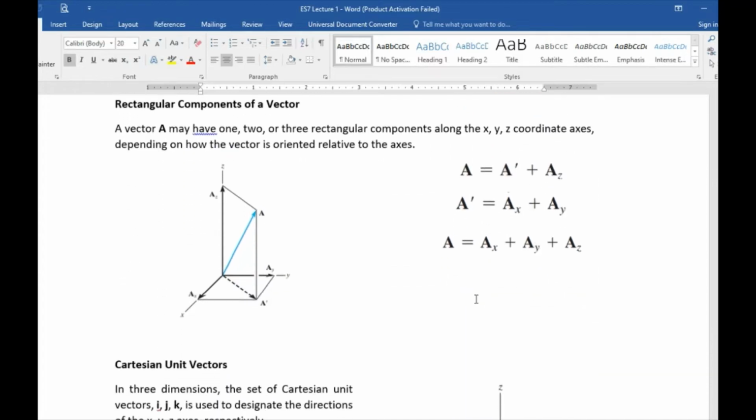So, there. Rectangular components of a vector. A vector A may have 1, 2, or 3 rectangular components along the x, y, z coordinate axes, depending on how the vector is oriented relative to the axes. You have here x, y, and z, no? Tapos, meron tayong vector A. Si vector A, meron siyang component along x, kasi 3 dito, di ba? Meron siyang component along x, along y, and along z. Kapareho nung lecture before. So, yung sum ng components, yun yung vector. Just like this one. So, vector A is equal to yung x component, Ax, plus y component, Ay, plus the z component, Az. Alright.